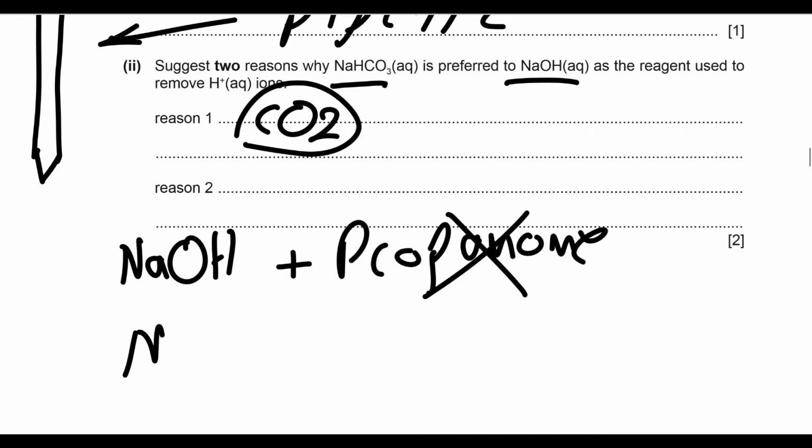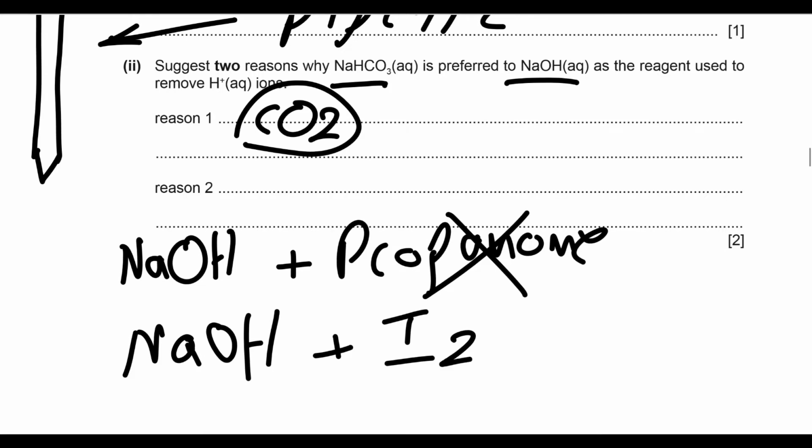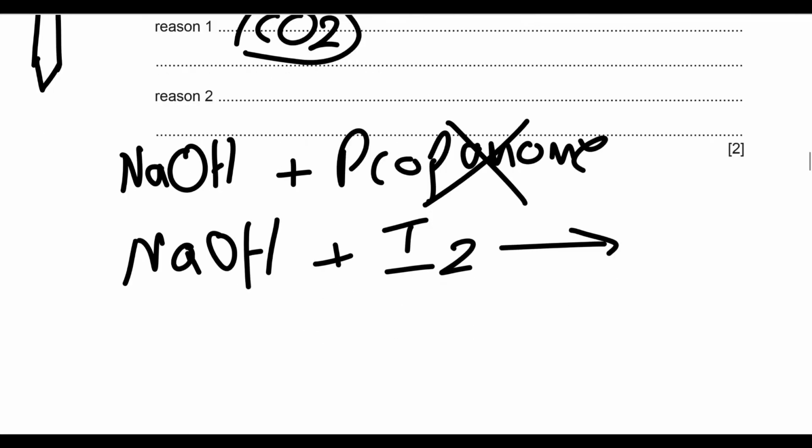And also sodium hydroxide could react with iodine. While sodium hydrogen carbonate doesn't react with the propanone and iodine, only with acid, and that is what we need. So we always prefer to use sodium hydrogen carbonate instead of sodium hydroxide.